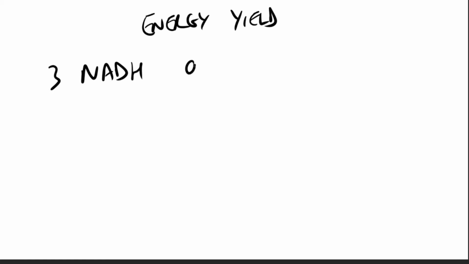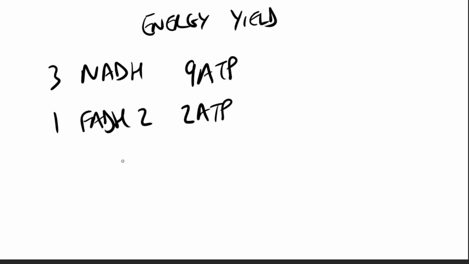Now moving on to the energy yield. So we have 3 NADH from the cycle, and we know that 1 gives us 3 ATPs, so 3 will give us 9 ATPs. We also have 1 FADH2, so 1 will give us 2 ATPs, right? So that's 11 ATPs. We get 1 GTP, which is equal to 1 ATP, so 11 plus 1, 12 ATPs.